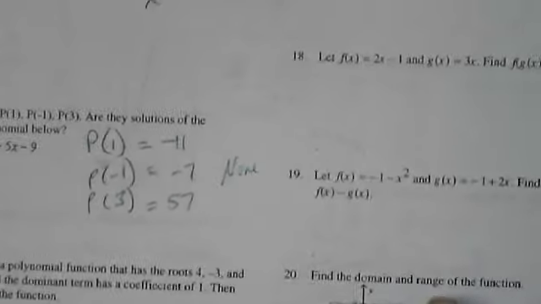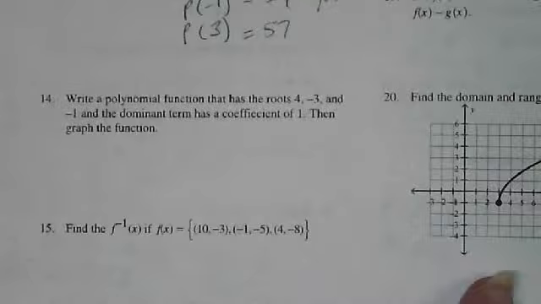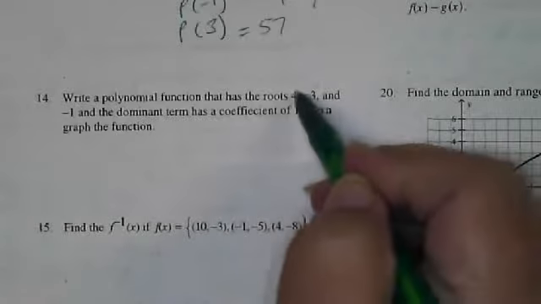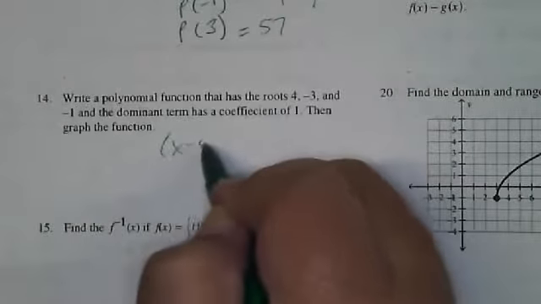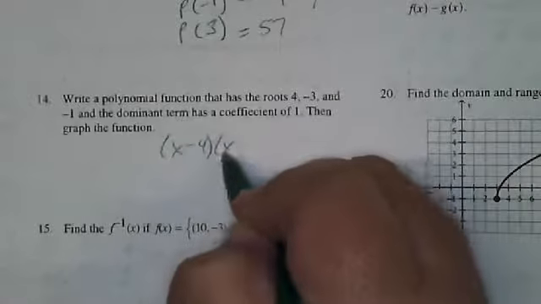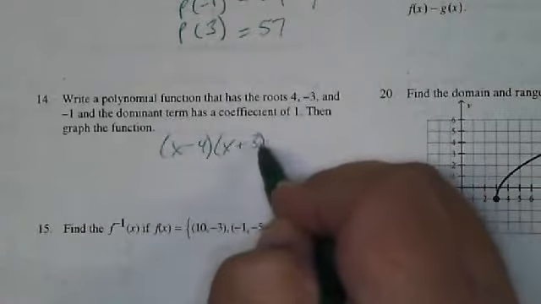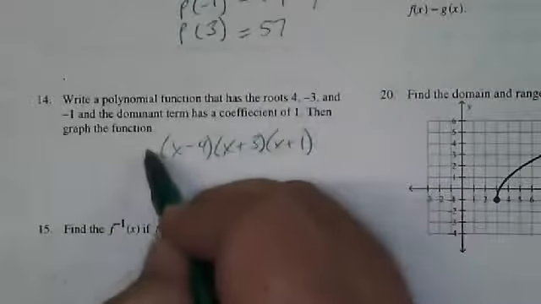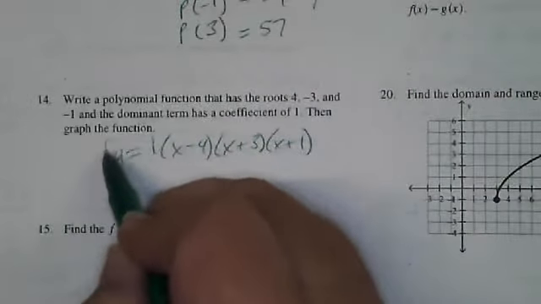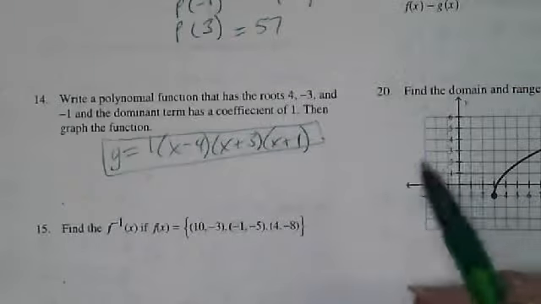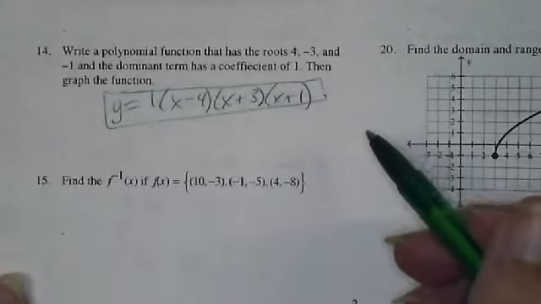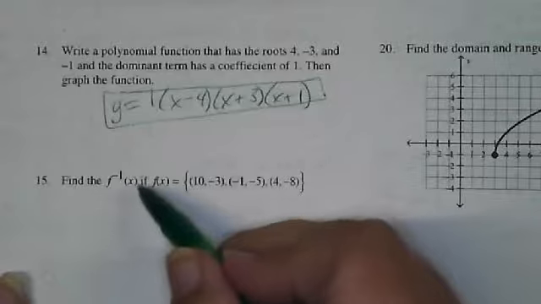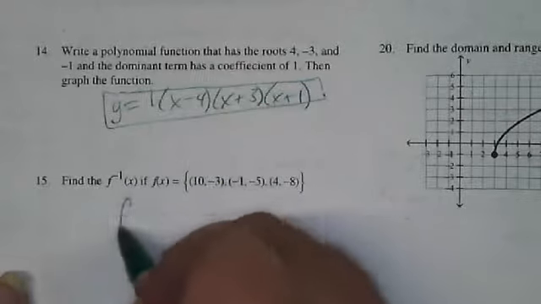Okay. Number 14. Write a polynomial function that has the roots 4, that would be x minus 4, -3, x plus 3, and -1, x plus 1. And the dominant term of the coefficient is a positive 1, so you could put a positive 1 if you want. That's what the equation will look like. That's all they're asking.